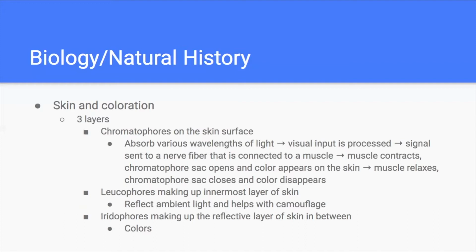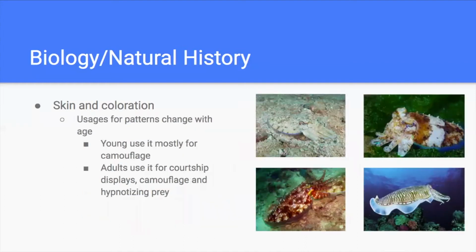And the iridophores make up a reflective layer of skin that's in between the previous 2, and this is where they get their colors. They reflect light and create pink, yellow, green, blue, or silver coloration. And with these 3 layers, they can display patterns that are very impressive and can even be mesmerizing.